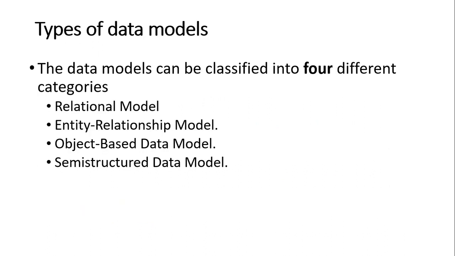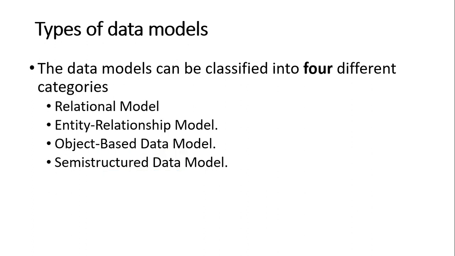Okay, so now let's look at different types of data models. Generally, there are four types of data models. One is called the relational model. Second one is the entity relational model. Third one is the object based model, and the fourth one is the semi-structured model.